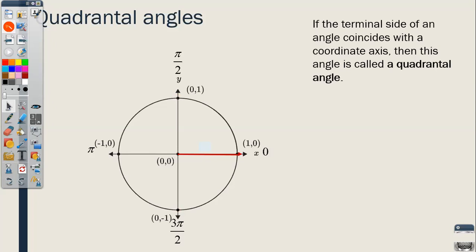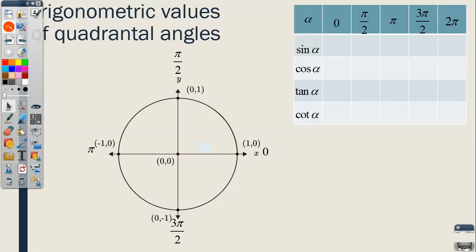So here we can see, 0, pi over 2 or 90 degrees, pi or 180 degrees, 3 pi over 2 or 270 degrees, and 2 pi, again 0 degrees, or 360 degrees. These are all quadrantal angles. Now let's find their trigonometric values. So how can you find?